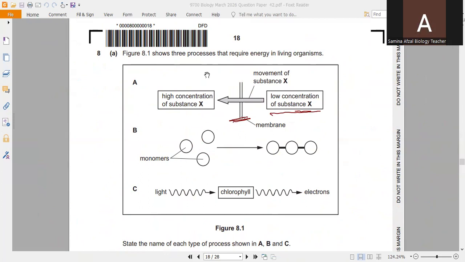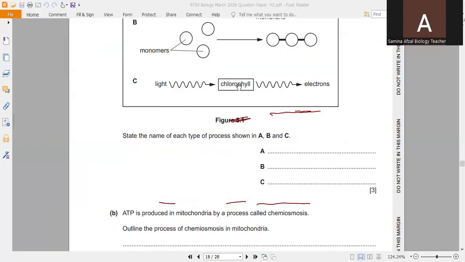And in B, the monomers are joining together to make polymers, so the anabolism or condensation reaction is taking place. And in C you can see light and chlorophyll. Chlorophyll is capturing the light, and this is the photoactivation reaction, the light dependent reaction: absorption of light by chlorophyll resulting in the excitation of electrons. So these are the three which can be written.